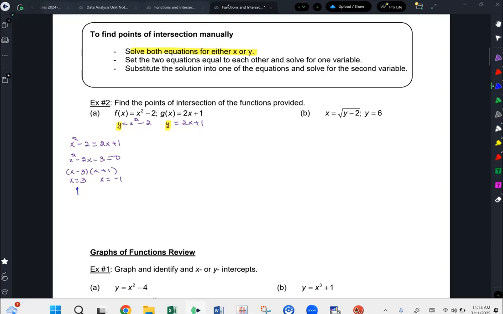So I'm just going to plug it into the linear function. 2 times 3 plus 1, what does that give you? 7. So one point is 3 comma 7, and then the other one, how much is that? Negative 1? Right? So those are the points of intersection. Cool?